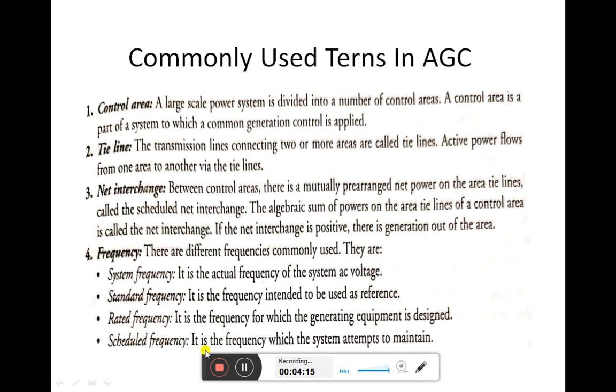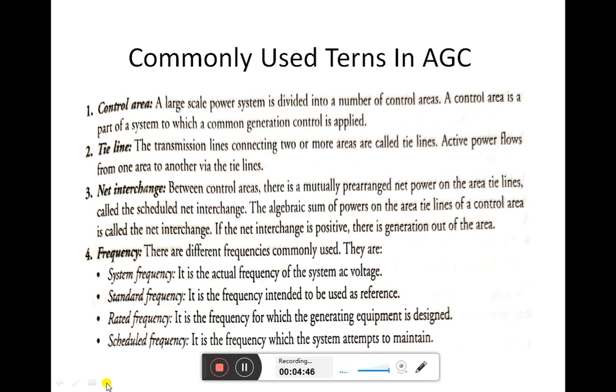Then scheduled frequency. It is the frequency which the system attempts to maintain, even though the rated frequency is 50 Hertz. In a power system it becomes hard to always maintain that reference frequency. So we can expect that 49.9 may be the frequency which we can maintain in our power system. Such a value we call the scheduled frequency.